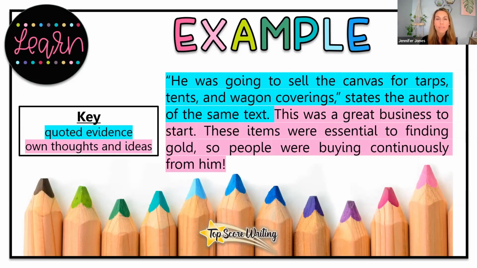Here you have quoted evidence in blue, followed by the writer's own thoughts and ideas. The quoted evidence says, "He was going to sell the canvas for tarps, tents, and wagon coverings," states the author of the same text. Then the writer responds to this quote by saying, "This was a great business to start. These items were essential to finding gold, so people were buying continuously from him." So this writer is drawing a conclusion about what they read, and they are remarking upon why they think it was such a great business decision to sell canvas for tarps, tents, and wagon coverings.